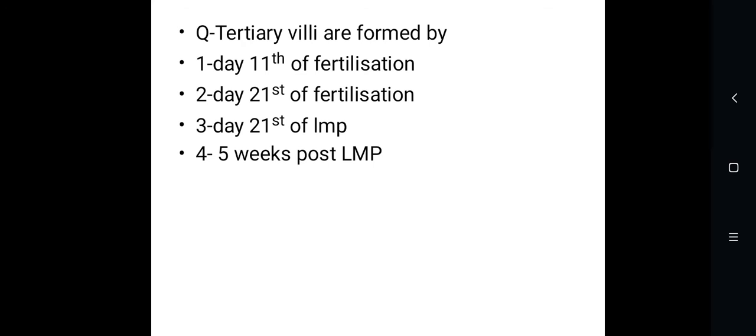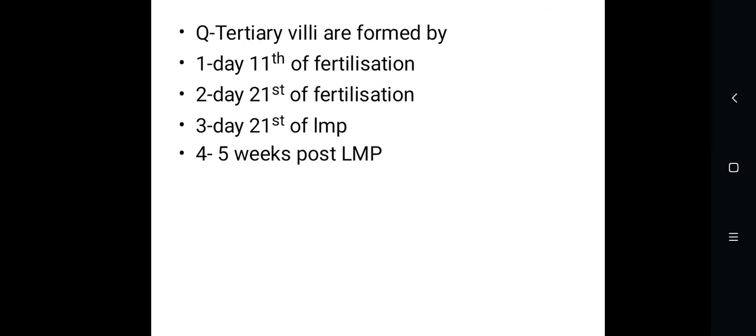Tertiary villi means that, first there is a trophoblastic invasion, cord-like structures, and it is called primary villi. Then in secondary villi, the mesodermal tissue enters it. And tertiary villi means that blood vessels have also entered this cord-like structure. So this is the tertiary villi, and it is formed by the 21st day of fertilization.